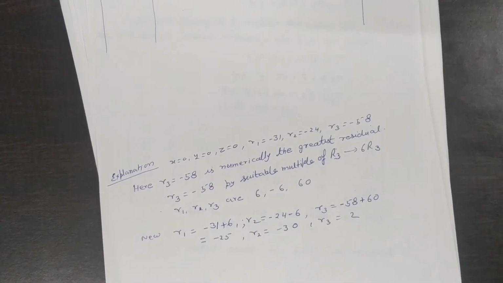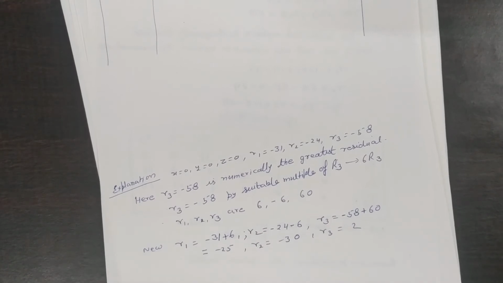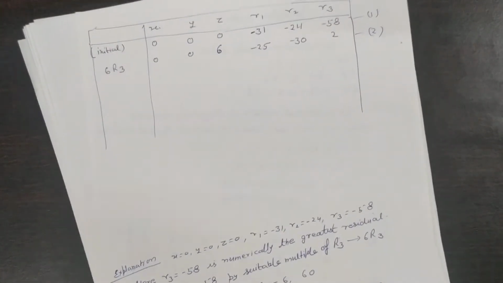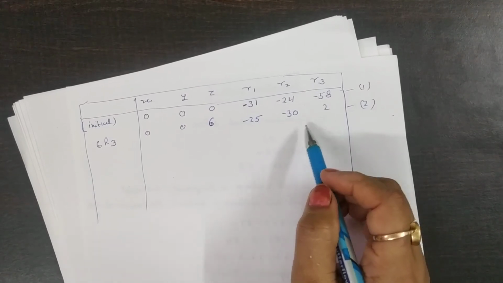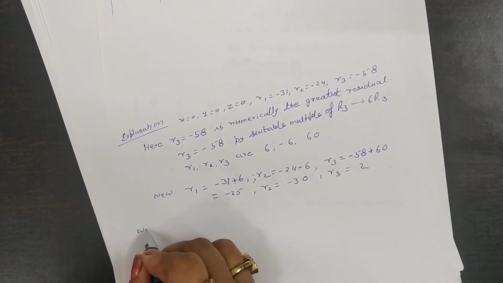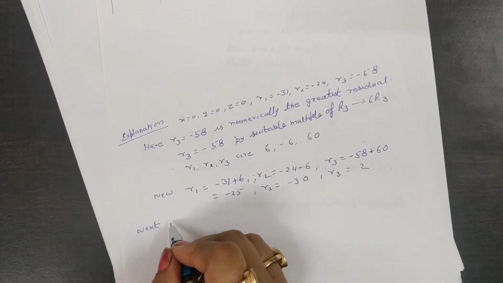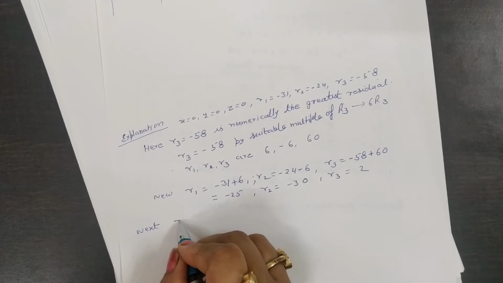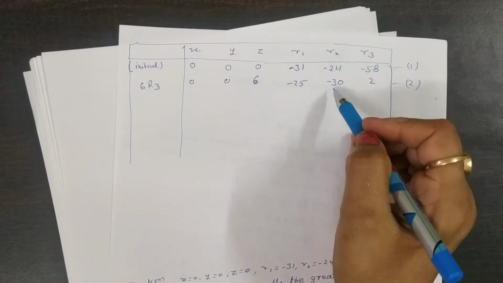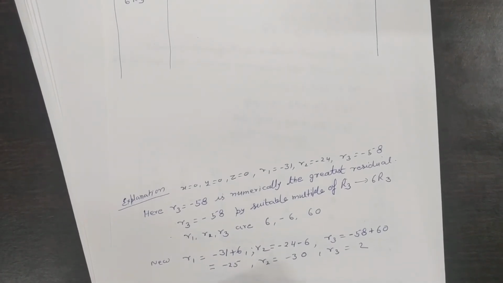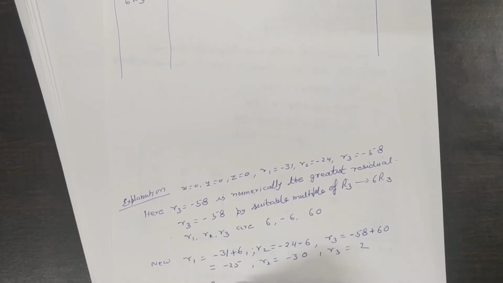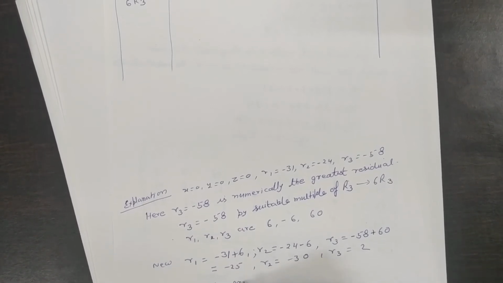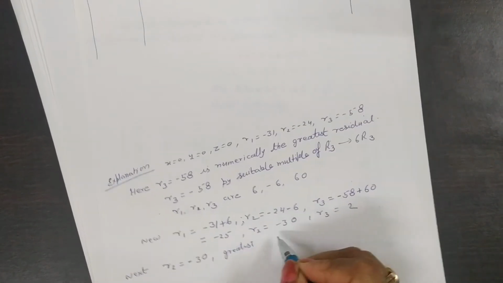Now for the next one, you see the numerically greatest residual. The residuals are minus 25, minus 30 and 2, so the greatest residual is minus 30, in R2. Next, we work with this greatest residual.